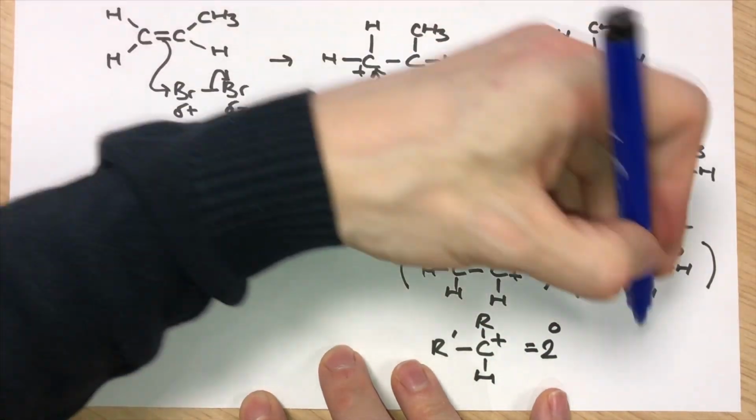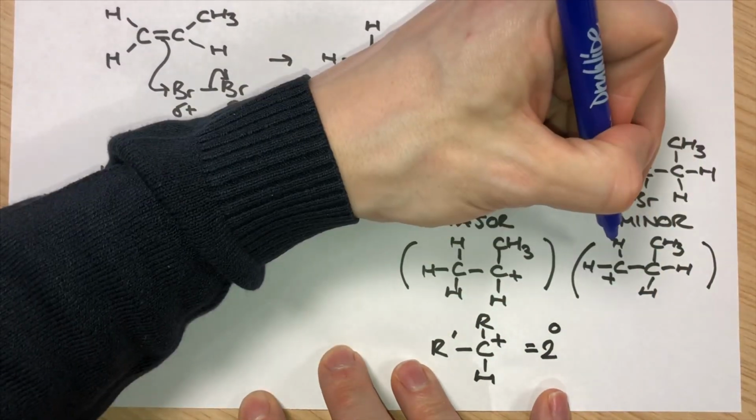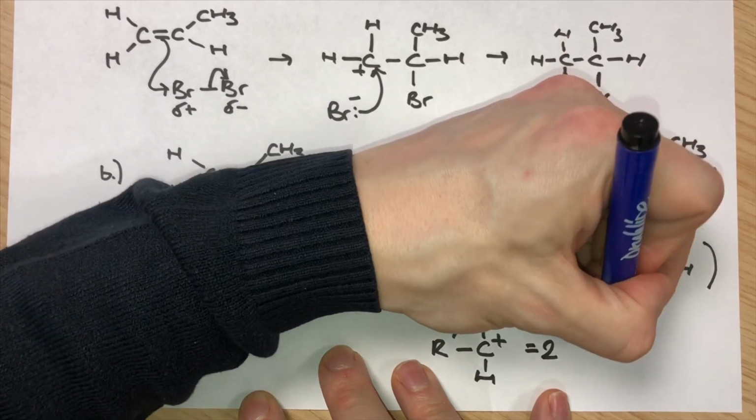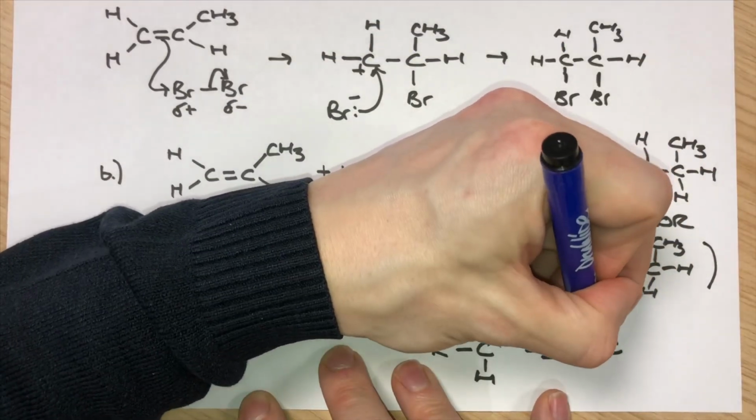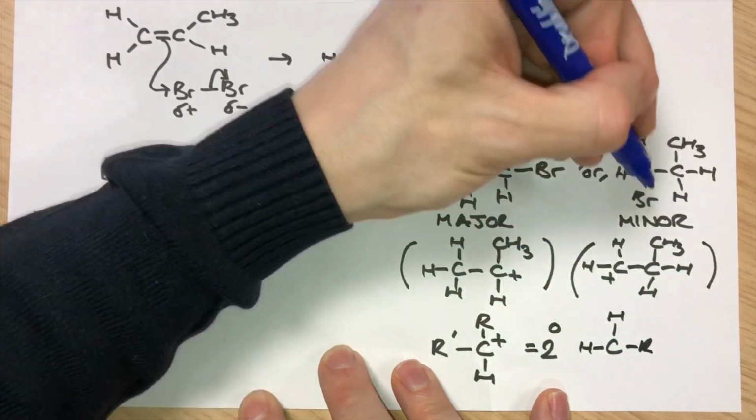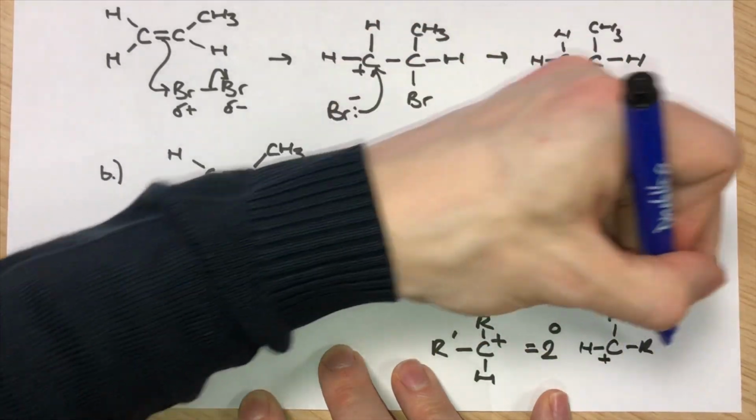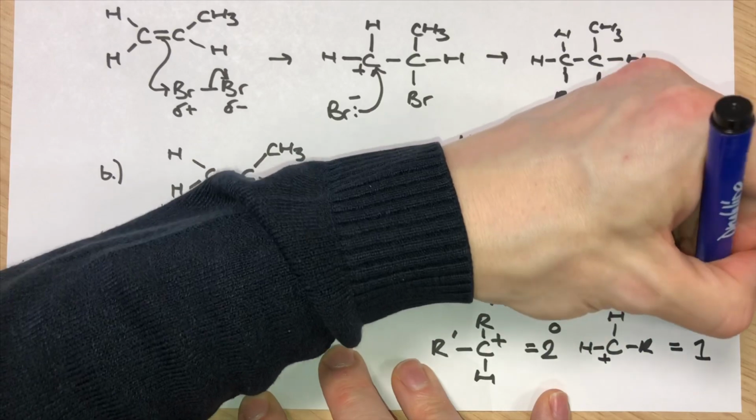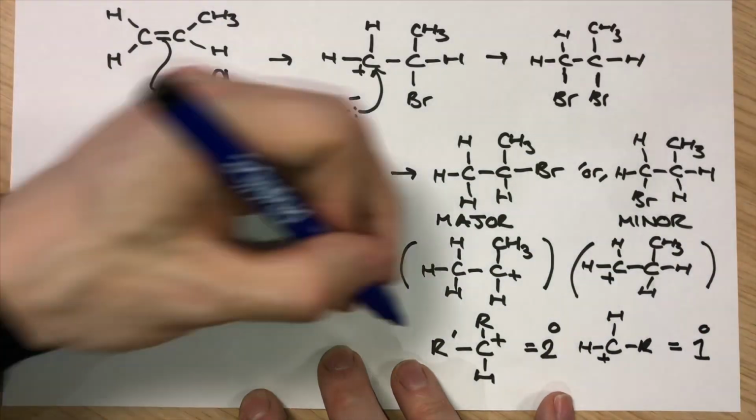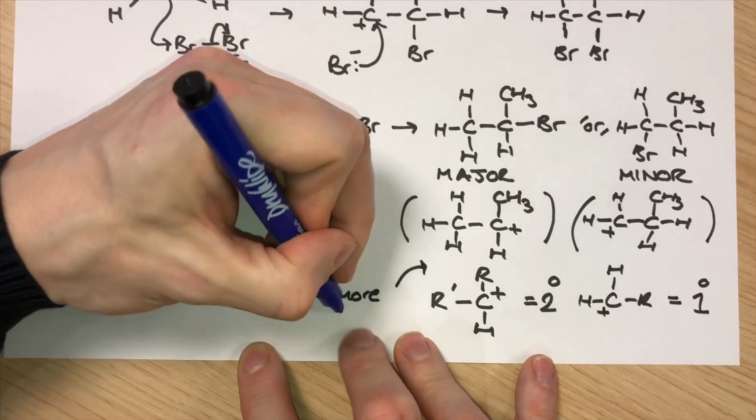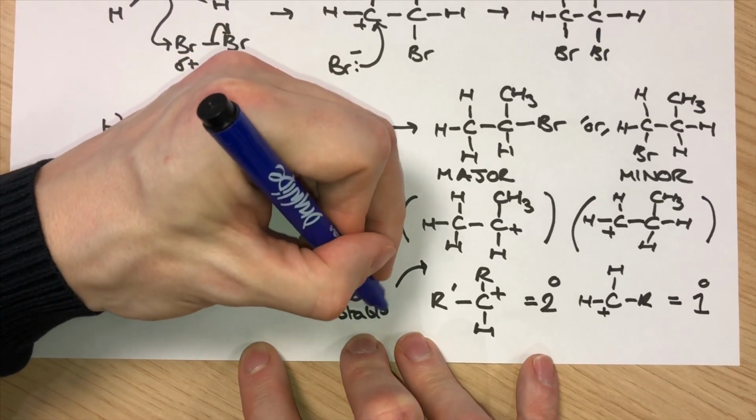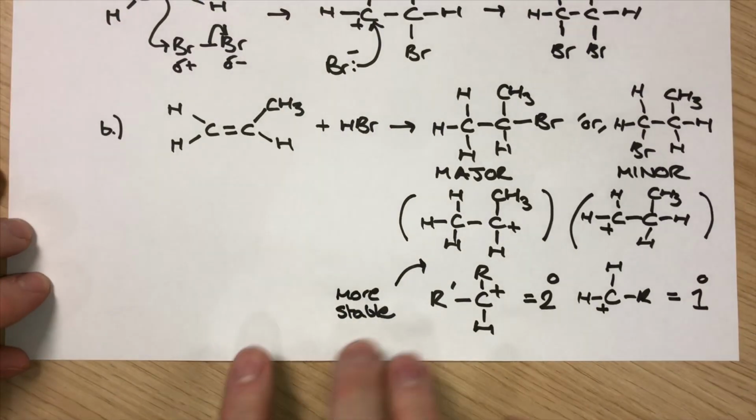Now that means that that carbon is an example of a secondary carbocation intermediate, whereas the structure on the right hand side, which would have been the alternative minor product's intermediate carbocation, is actually only a primary carbocation, because the carbon with the positive charge is only bonded to one other carbon directly and two H's. The secondary carbocation is more stable than the primary.